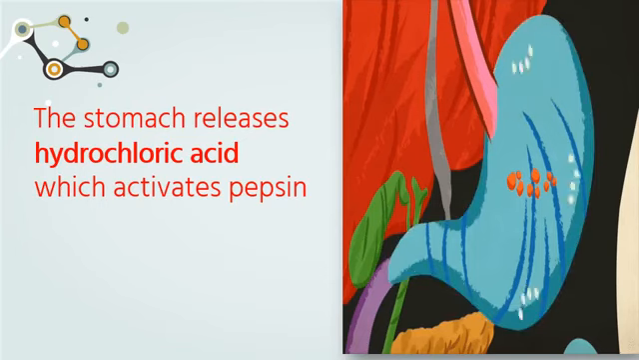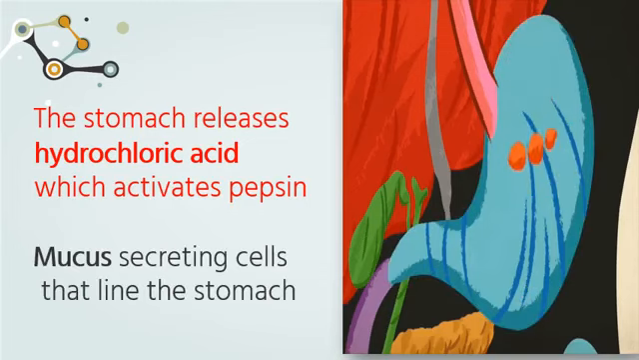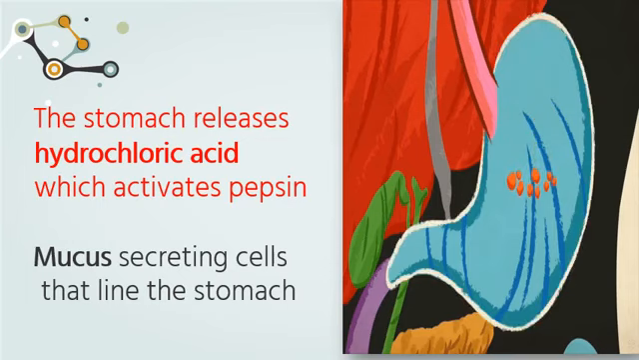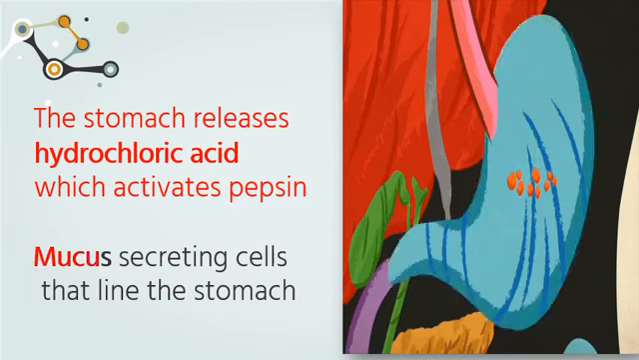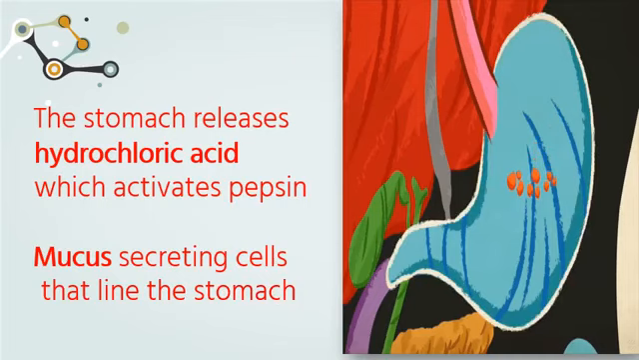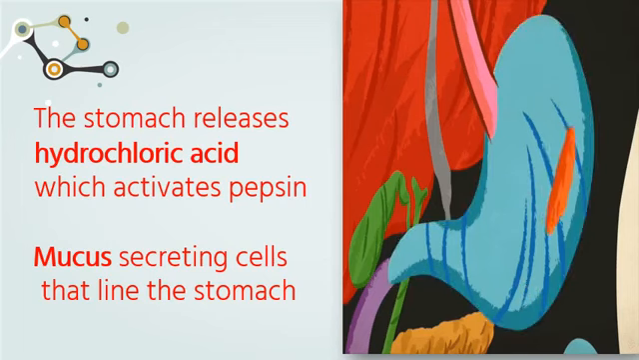Very little absorption takes place in the stomach. An enzyme called pepsin present in the stomach helps break down the proteins. There are mucus-secreting cells that line the stomach to protect it from the acid. Food remains in the stomach until all solid material has been broken down into liquid form.